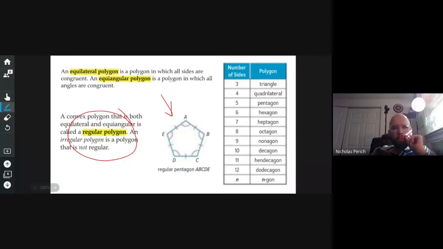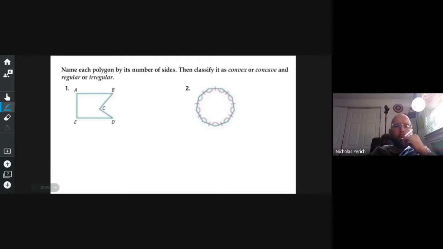All right. When I said all right and hit the arrow, that means move. Name each polygon by its number of sides, then classify it as convex or concave, and regular or irregular. Regular means all the sides and angles are the same. Irregular means not. Okay, so first off, how many sides does one have?